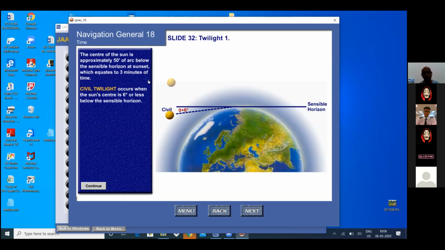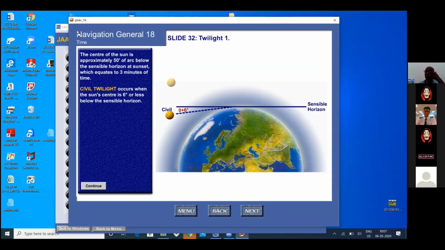Any doubts? Okay. First, I told you the definition of twilight: civil twilight is a time where all the activities that you do during the day can be done during civil twilight hours. That means takeoff, landing, everything is counted as day.